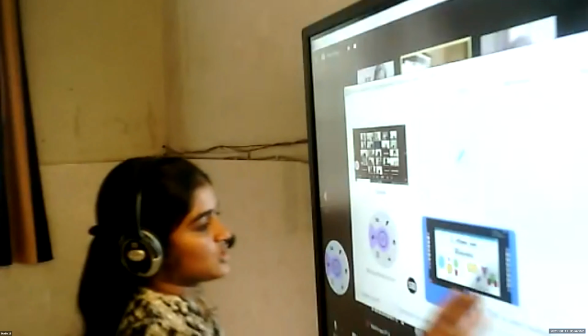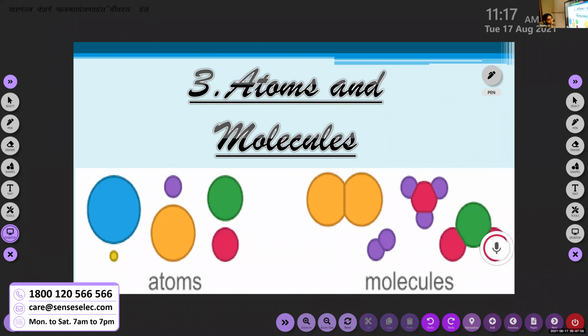So you can write down the heading, chapter 3, atoms and molecules. We will start this chapter from its history onwards: how these atoms were discovered or how these molecules came into existence.